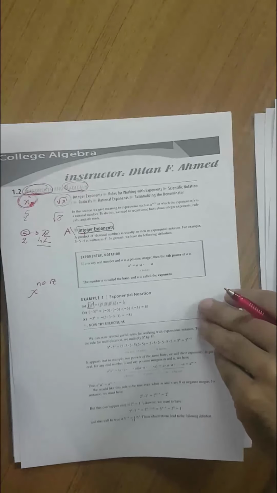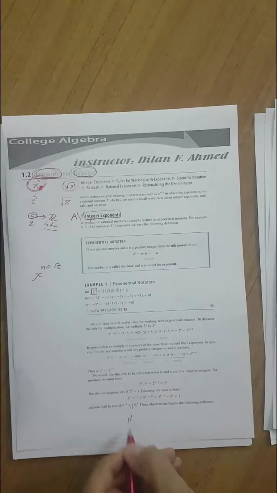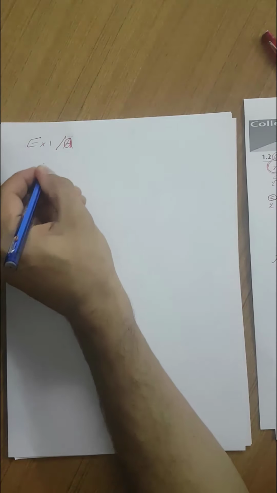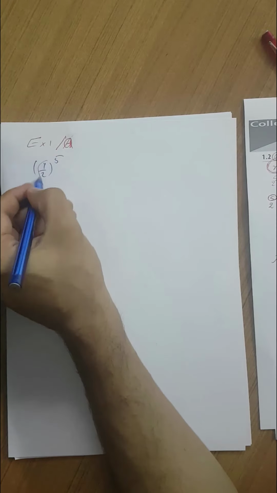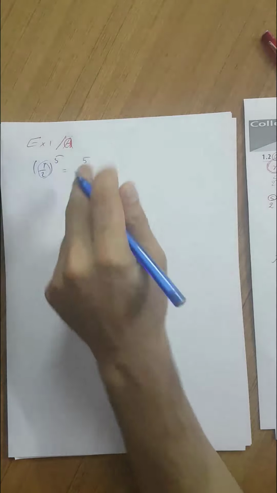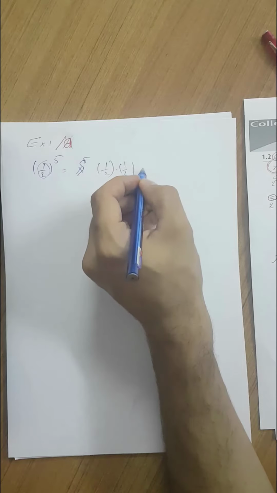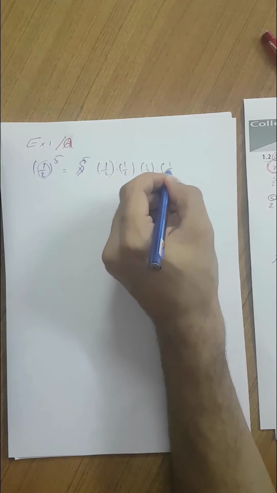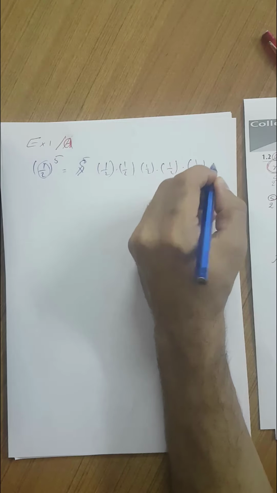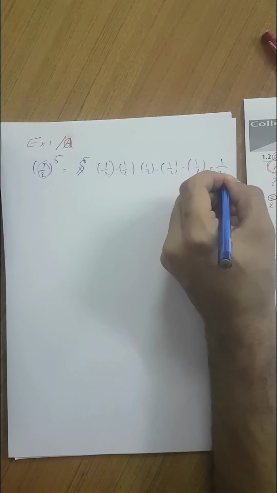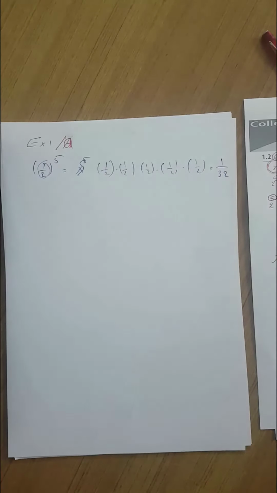Okay, example 1, page 11. Example 1 in the first page, page 11. Here's page 11. We have example 1, A. We have 1 over 2 with exponent 5. Here's the x with 5, with the integer 5. So it means that 1 over 2 multiply, 1 over 2 multiply, and go on, 5 times multiply 1 over 2, and you get 1 over 32. Why? Because 2 to power 5 is equal to 32, that's why.